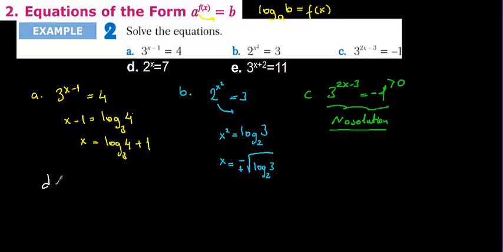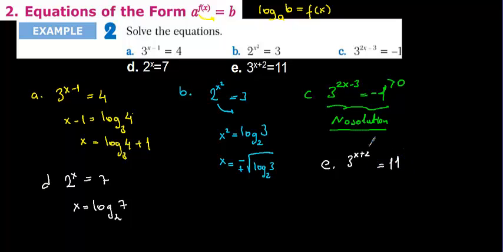fourth one, D, 2 to the power of x when it's equal to 7, it means that x is equal to logarithm base 2 of 7. And the last one, 3 to the power of x plus 2, I'm going to solve the e here. 3 to the power of x plus 2 is equal to 11.